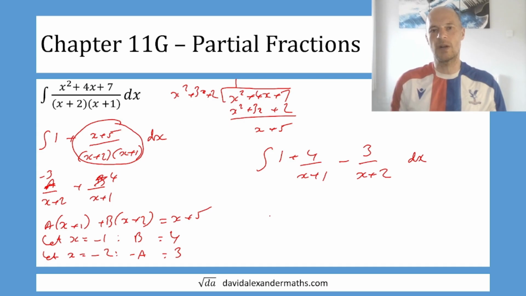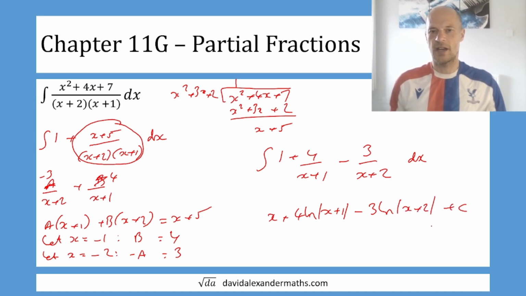What's the integral of 1? Well, it is x plus 4 ln of (x + 1) minus 3 ln of (x + 2) plus the c, of course. And we can tidy this up. This we can write as x plus the ln of (x + 1) to the power of 4 minus the ln of (x + 2) cubed plus the c.